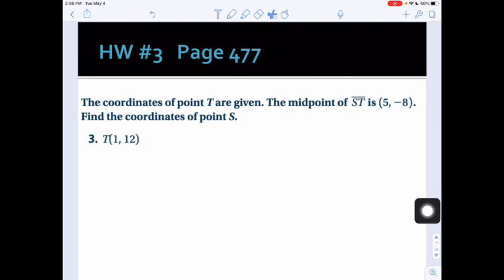And now I would like you to try homework number 3 on page 477. The coordinates of point T are given. The midpoint of segment ST is (5, -8). Find the coordinates of point S. For number 3, we have T is (1, 12).